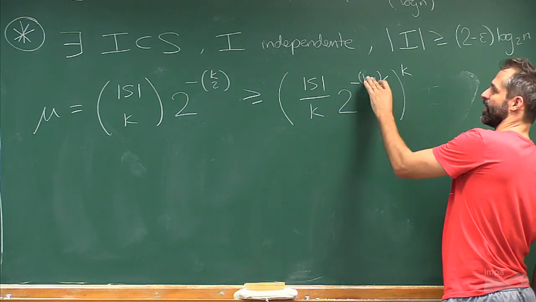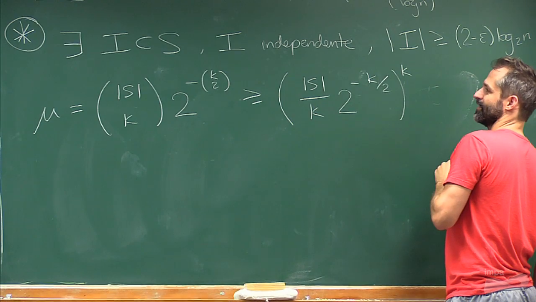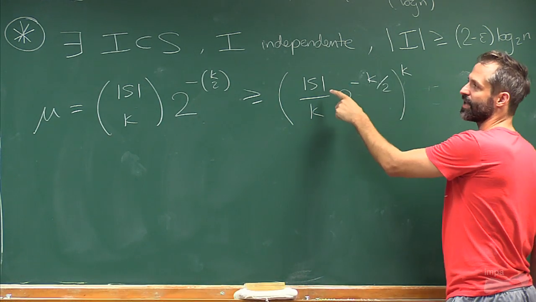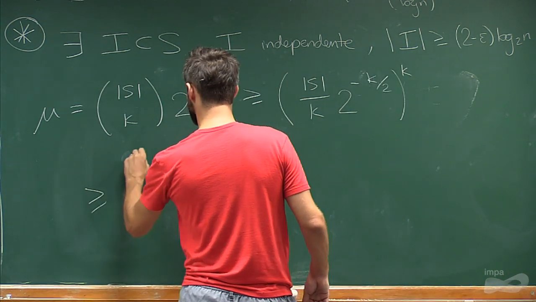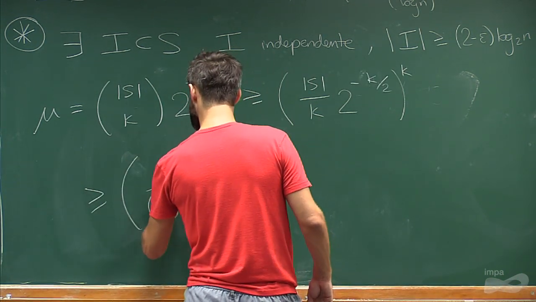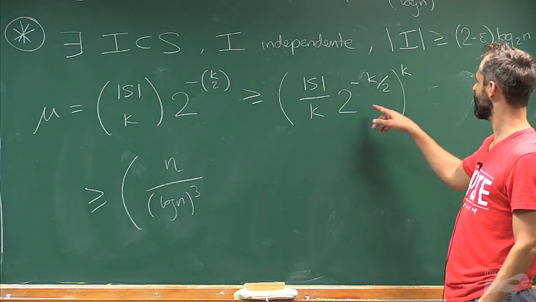This is a plus, so I can get rid of this minus 1. That just helps us. Now, S is n over log n squared, and k is about log n. This is at least n over log n cubed. We just ignore constants for now, they won't matter.